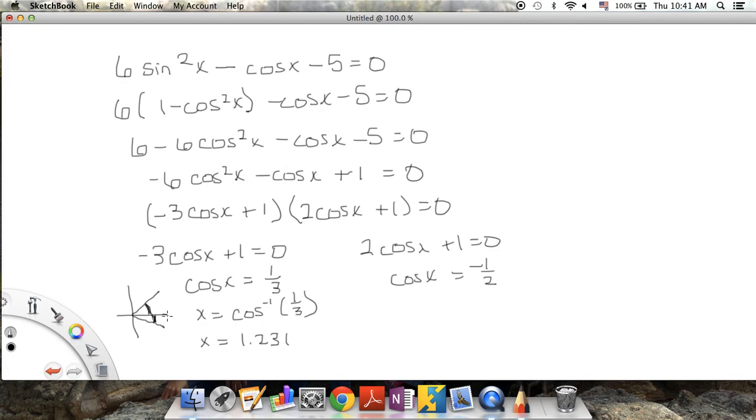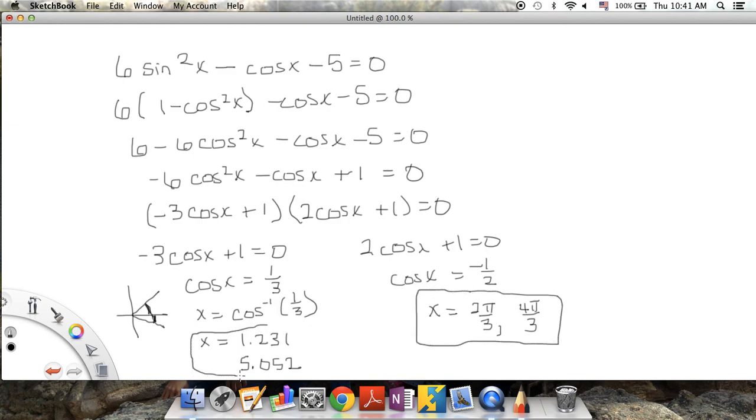So I want this angle too, which means I'm going to take 2 pi and subtract that to get the other value. And I'll get 5.052. This one's on the unit circle, so you should be able to get this one pretty easily. 2 pi over 3 and 4 pi over 3 in the second quadrant and the third quadrant because it's negative. So here's our answers. And of course you can go back and check them, make sure they're right, and make sure it all works out.